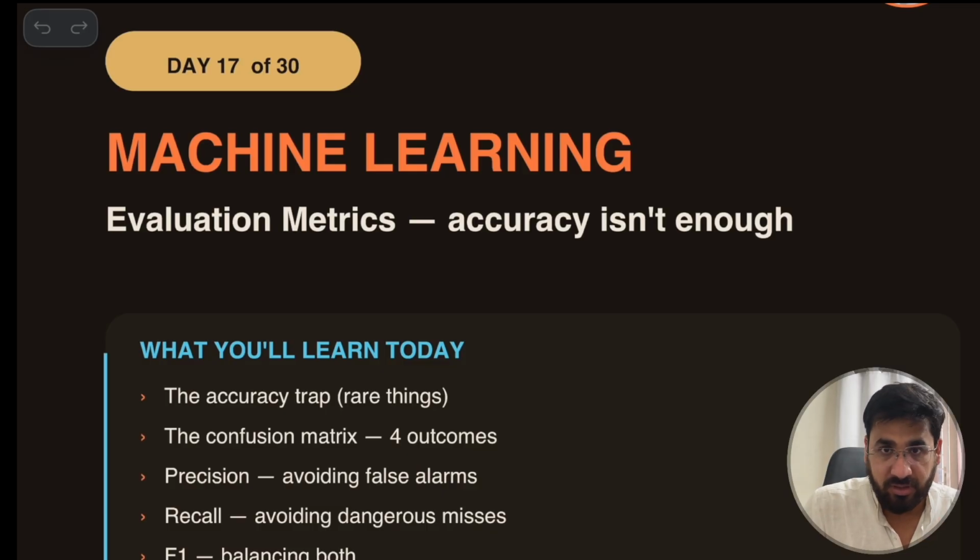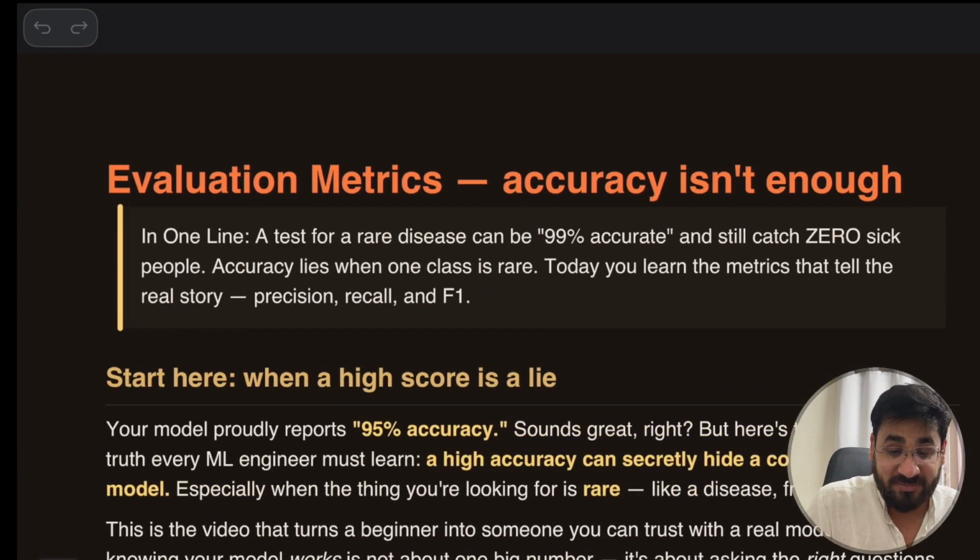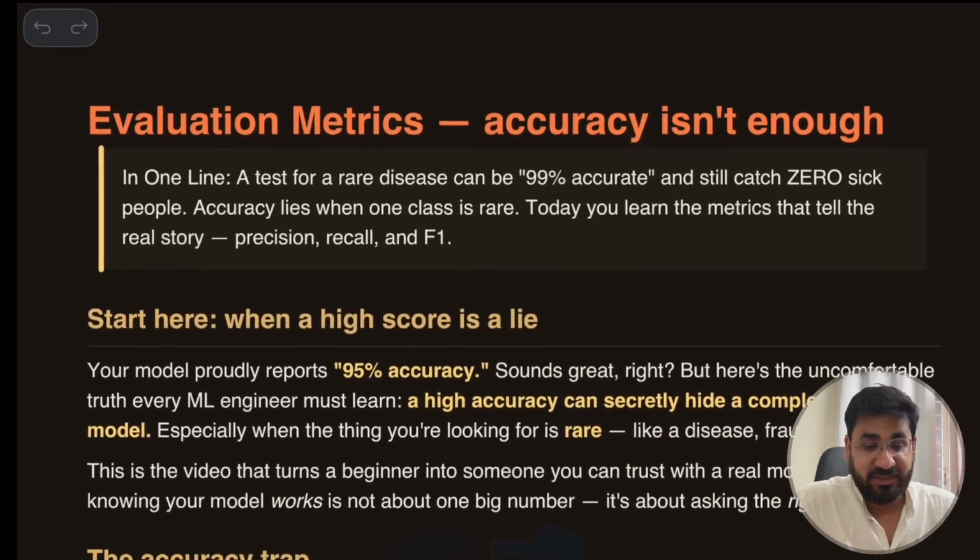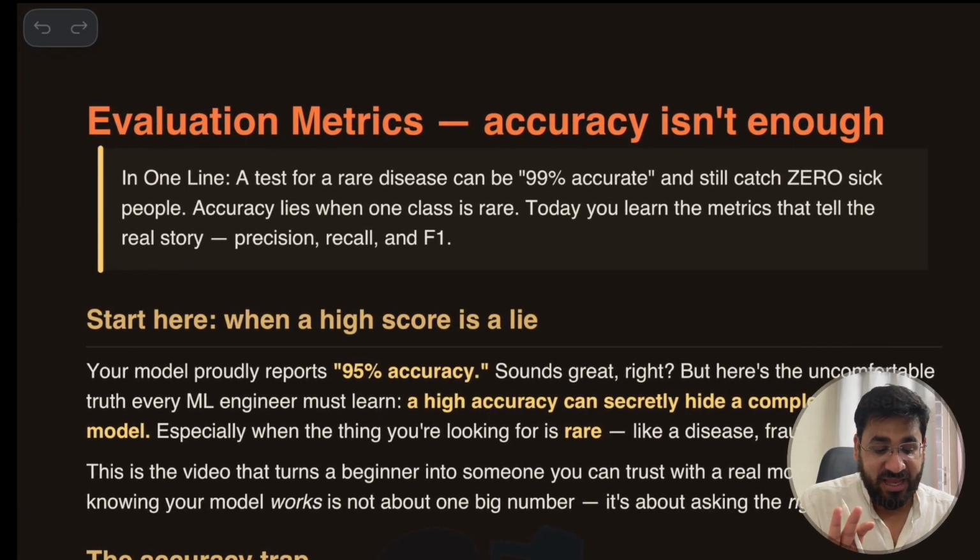framework you are using. Okay, so let's start and do that with this one liner, and this one liner is this one: a test for a real disease can be 99% accurate and still catch zero sick person. The accuracy is a lie when one class is rare. Today you will learn this through matrix, precision, recall, and F1.